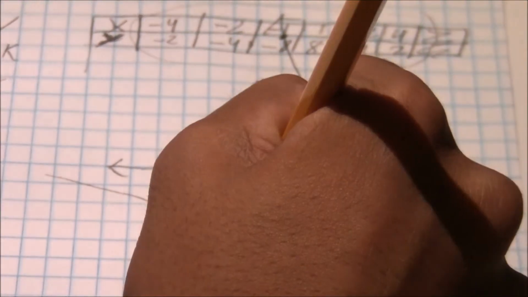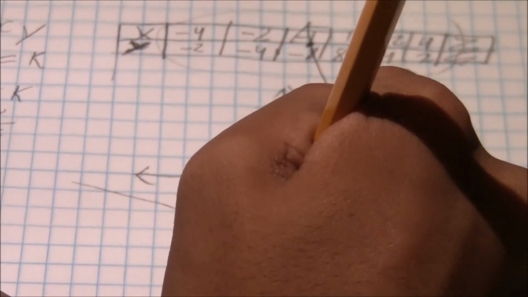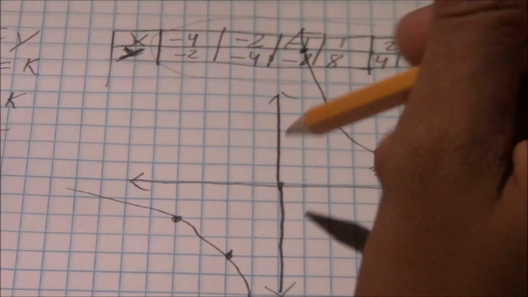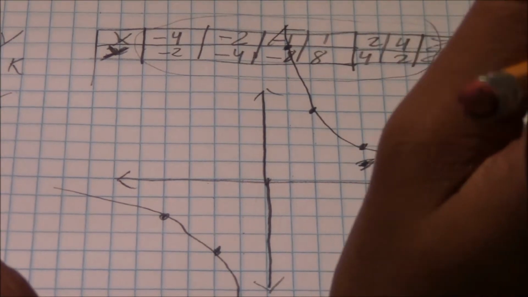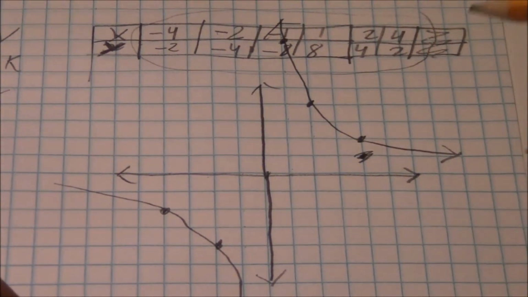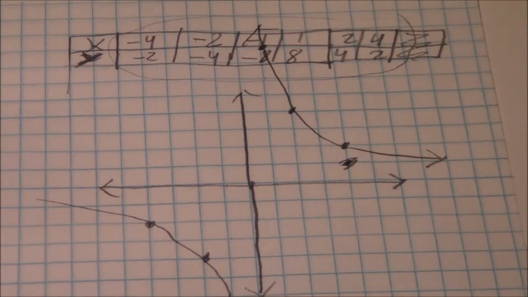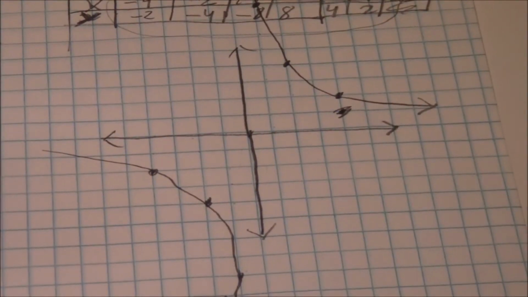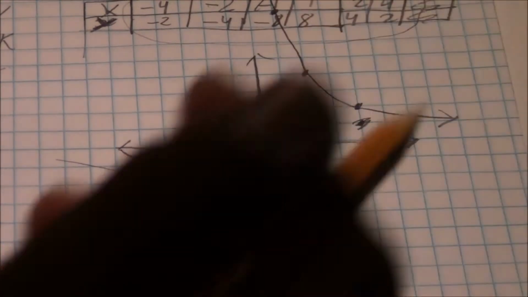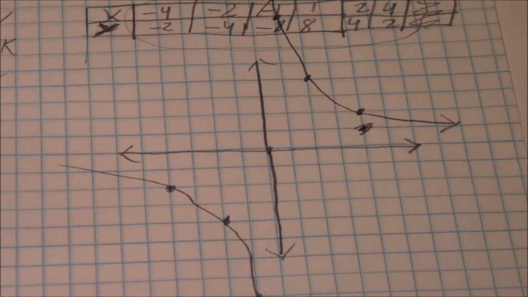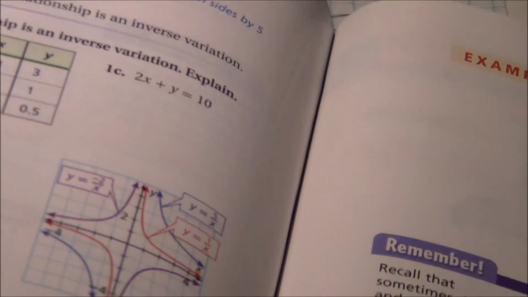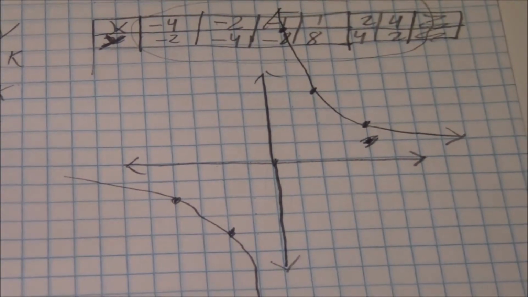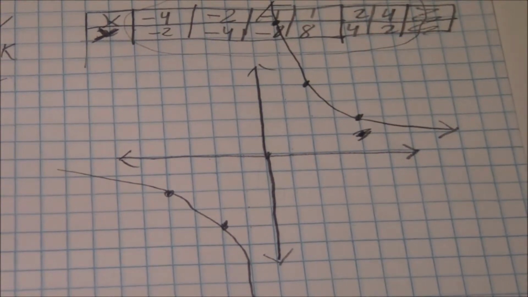These lines keep on going and going, but they never touch this one line called an asymptote. So you'll learn about asymptotes later in a different chapter or lesson. So then that's your graph. See, it matches the shape of this one in the book. So that's how you graph an inverse variation.